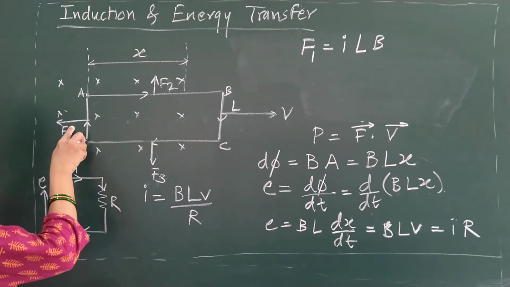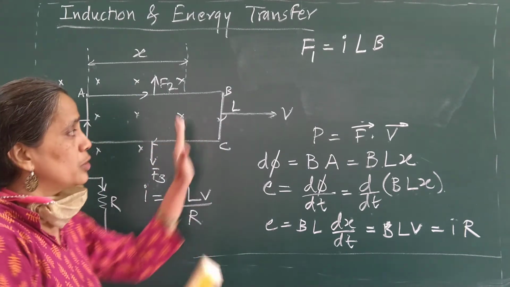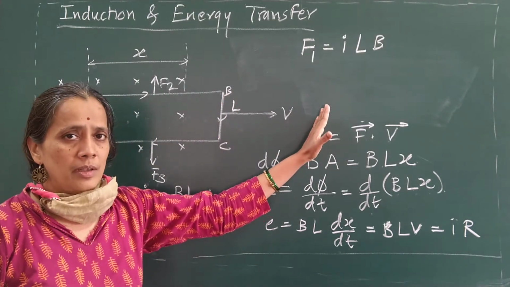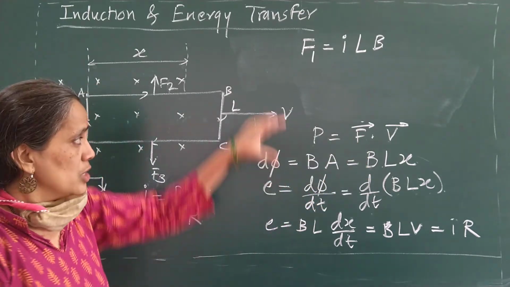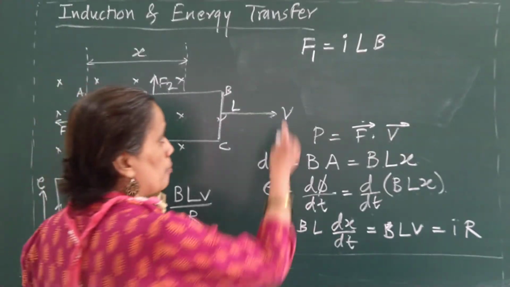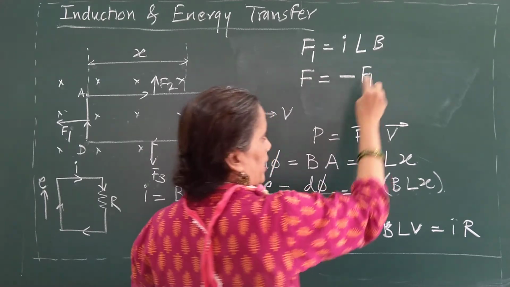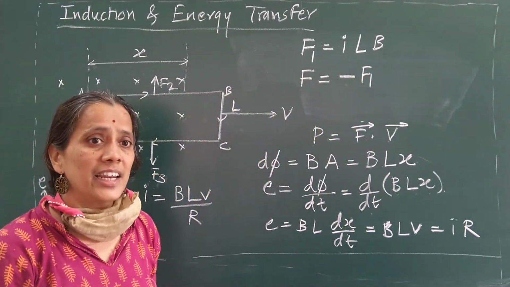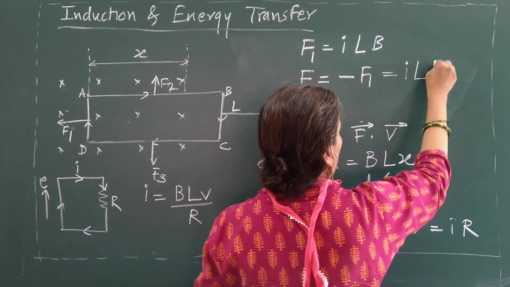This F1 magnitude of force is ILB, and its direction is opposite to that of our mechanical force, because when we are pulling the coil, we are applying the mechanical force. So our applied mechanical force and this F1 are opposite in direction. So I can say that mechanical force is equal to minus F1. The minus sign indicates that their directions are opposite. So I am getting the mechanical force as ILB.